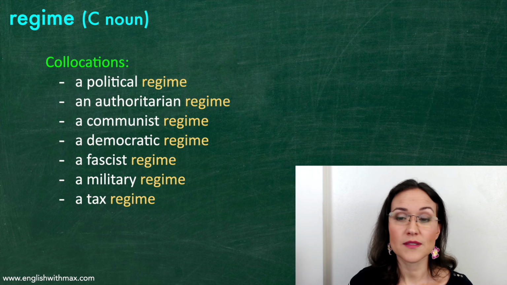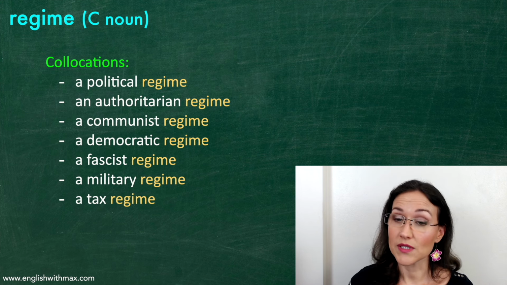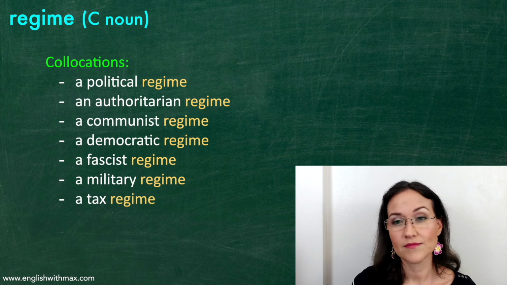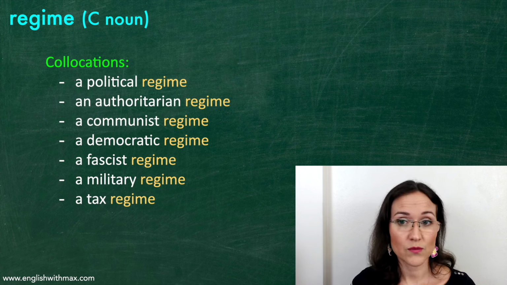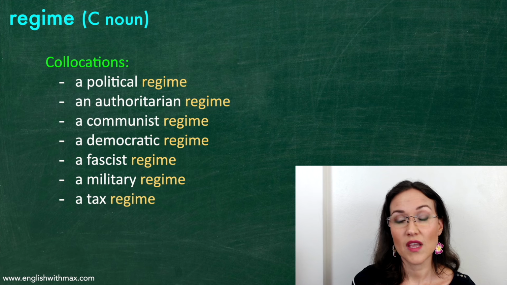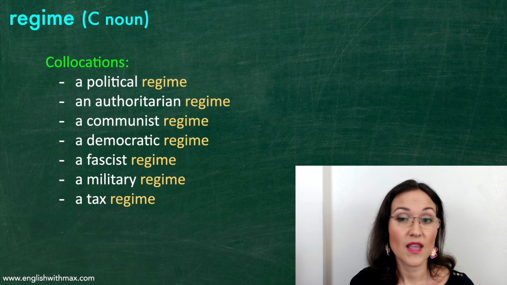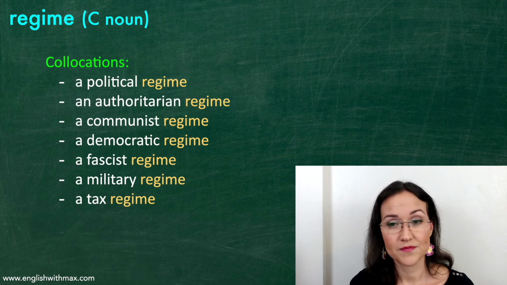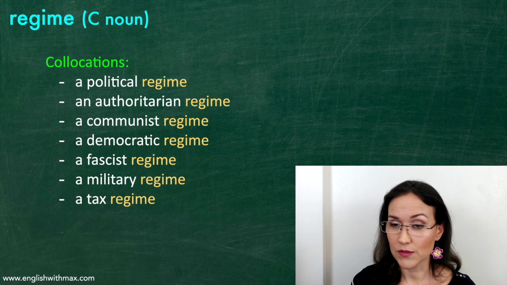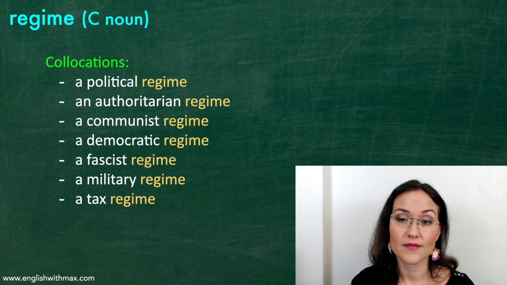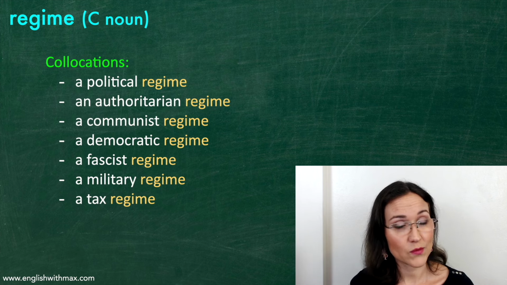Here are some collocations. A political regime. An authoritarian regime. A communist regime. A democratic regime. A fascist regime. A military regime. And a tax regime.